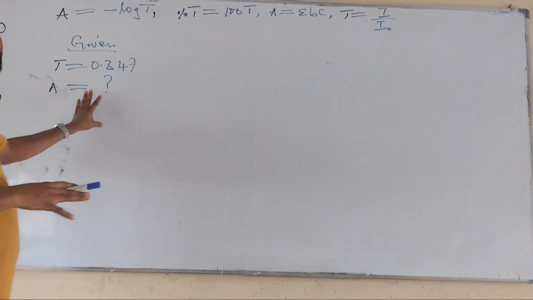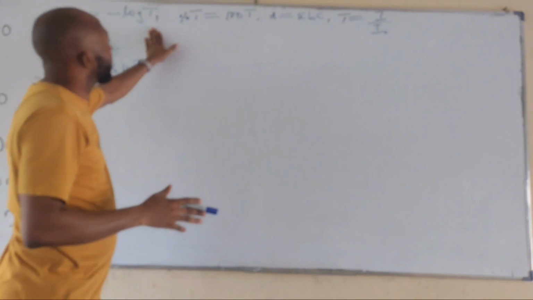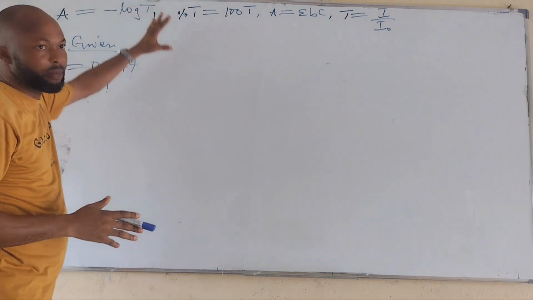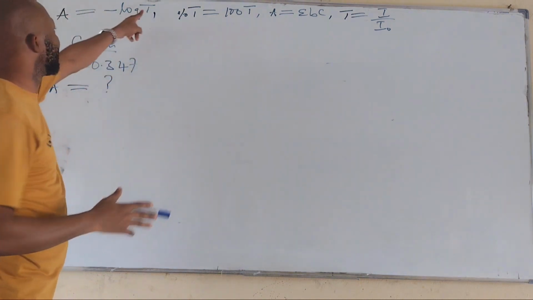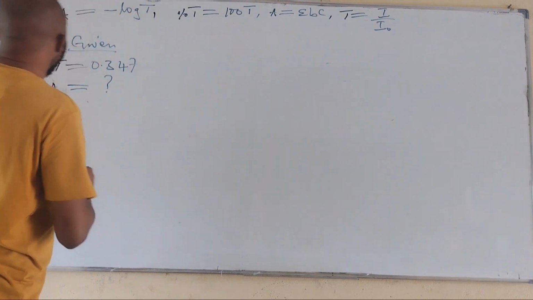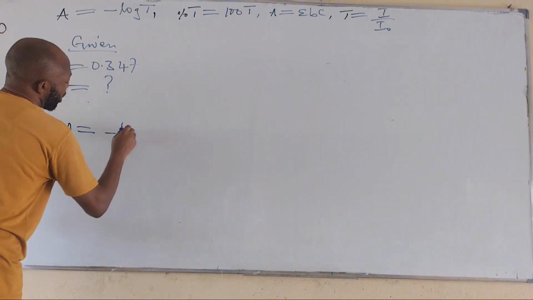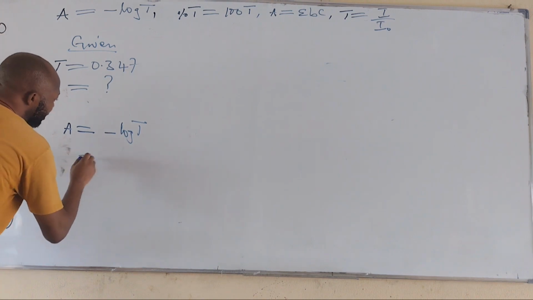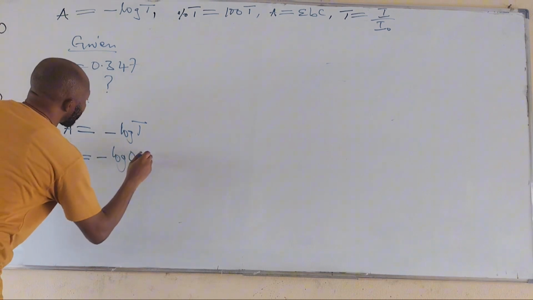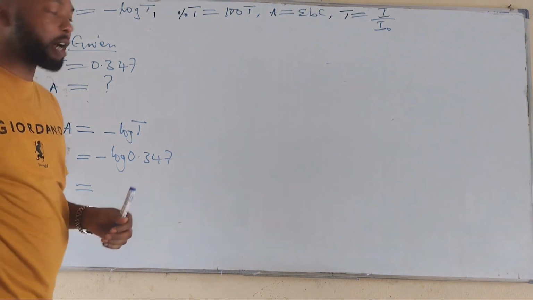Then we have to look at the various formulas associated with absorbance. Absorbance here is minus log T. We also have absorbance, which is EBC. So, in these two formulas, you realize that this is the only one we can make use of because we have our T here. So, if we substitute this variable inside of here, we get what we want. So, our solution now, we say absorbance is equal to minus log T. This is minus log, our T is 0.347, and this is equal to, we'll use our calculator, we check it out.